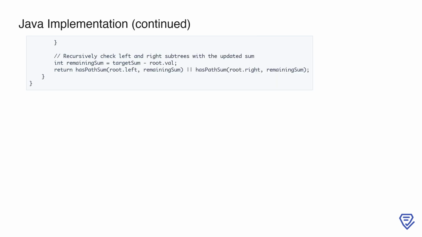If the current node is not a leaf, we calculate the remaining sum by subtracting the value of the current node from the target sum. This gives us the sum we need to find in the remaining path. We then recursively call hasPathSum for the left and right child nodes, passing the updated remaining sum to each call. The method will return true if either subtree has a valid path sum. By using the logical OR operator, we ensure that only one valid path is needed to satisfy the condition. This recursive approach continues until either a valid path is found or all possible paths are evaluated, making it a concise and efficient way to solve the problem.